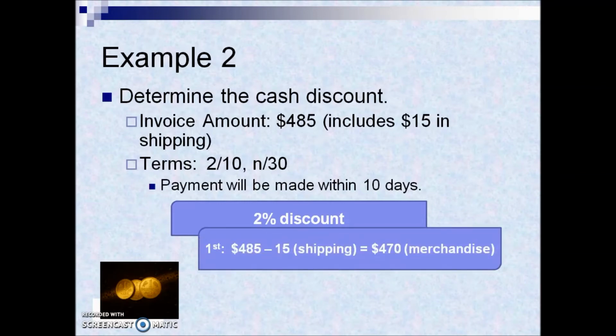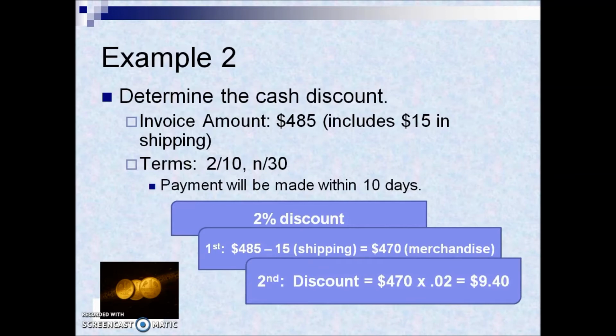We need to subtract off, as I said, the $15 shipping from our invoice. So the merchandise that this invoice represents is $470. That is the value then that we will calculate our 2% discount on. Taking $470 times 2% gives us $9.40. This is the amount then that will be subtracted from the invoice amount because of the payment being made within the 10 days.